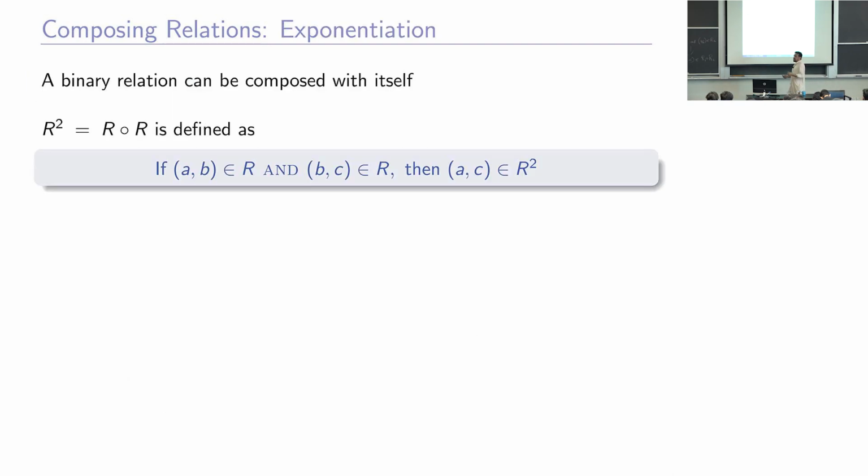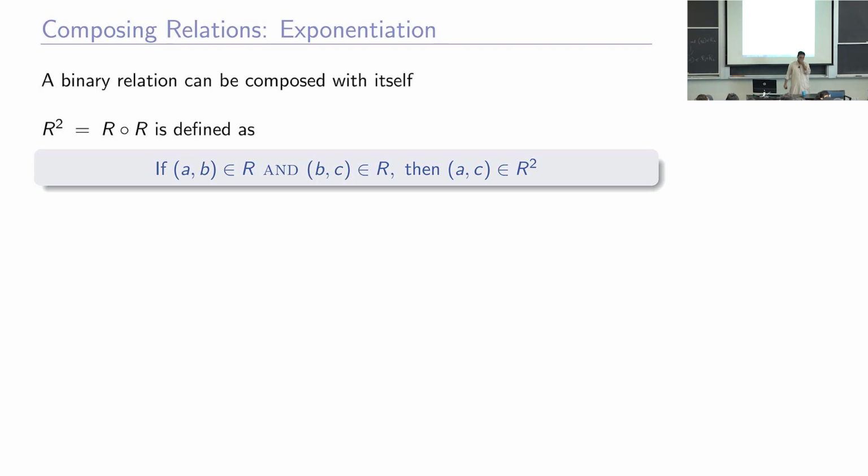Now, if we can compose two relations, then we can compose the relation with itself also, right? R composed with R, that will be another relation, right? So indirect relation, but the same elements and the same thing. So if I have a binary relation R and I can compute R composed with R, we denote it typically by R squared, right?